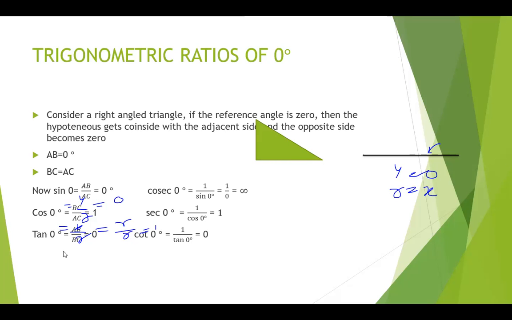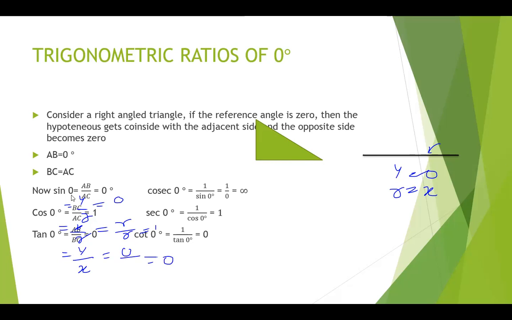Similarly, tan 0. Tan 0 is the ratio of opposite side to the adjacent side. What is our opposite side here? 0. Divided by adjacent side, x, that's equal to r, and both may be of length 1 like that. So 0 divided by anything means tan 0 is 0.